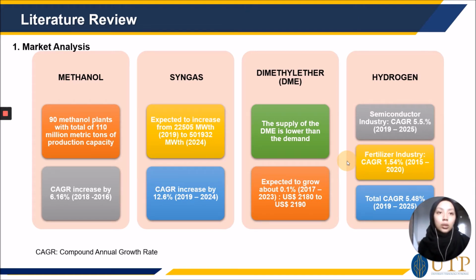And lastly, our product is hydrogen, where it is not only commonly being used in refinery but also in other industries such as the semiconductor industry and also the fertilizer industry, where for the semiconductor industry, the compound annual growth rate is expected to increase by 5.5% in 2019 to 2025 and 1.54% for the fertilizer industry from 2015 to 2020, where the total compound annual growth rate for hydrogen is expected to increase by 5.48% from 2019 to 2025.